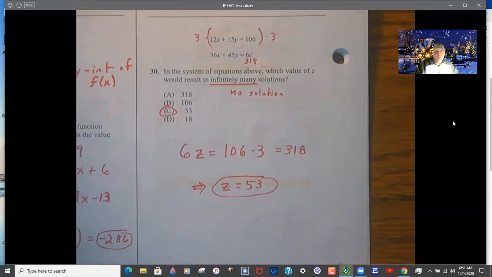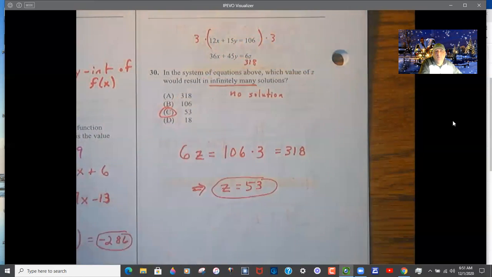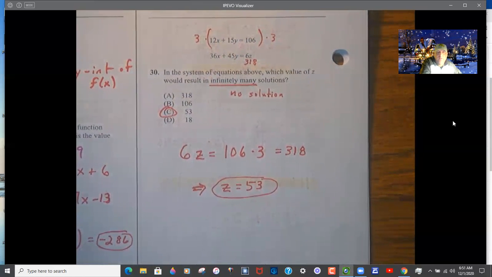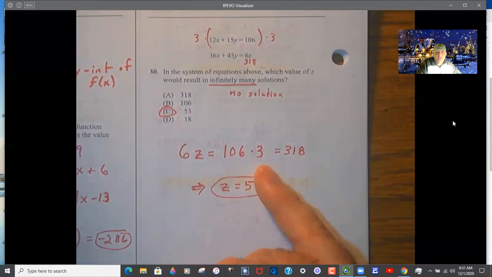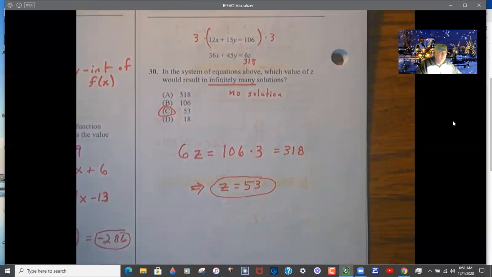Okay, here we go again. You're trying to make one row perfectly into the other by multiplying. And so it's 3. You can see that 12 has to go to 36, the 15 to 45. You multiply the top by 3. So 106 times 3 is 318. So 6z would equal 318. Solve this for z. Divide 318 by 6 and you get 53.